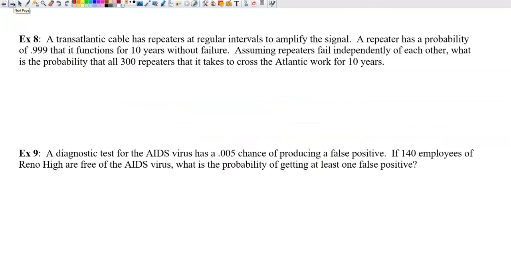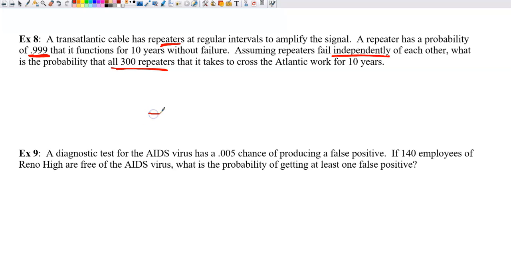A transatlantic cable has repeaters that pulse the signal at regular intervals to get all the way across the Atlantic. The probability that a single repeater functions for its 10-year life is 99.9%. Assuming that repeaters fail independently, that's a big word, I like to see it. It allows me to use the simple multiplication rule. I don't have to use any of the fancy conditional stuff. What is the probability that all 300 repeaters that it takes to cross the Atlantic work for 10 years?